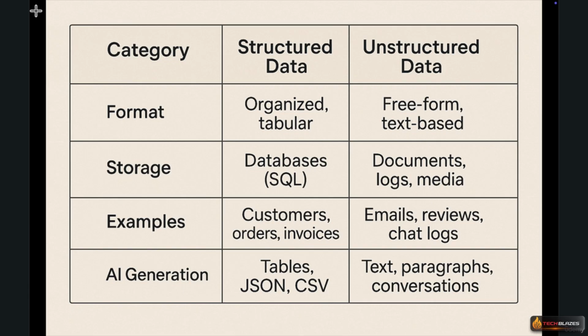When it comes to AI generation, structured data is produced as tables, JSON, or CSV files, while unstructured data looks like text, paragraphs, or natural conversations. So in short, structured data helps us analyze numbers, while unstructured data helps us analyze meaning. And in QA or data analysis, we often work with both.